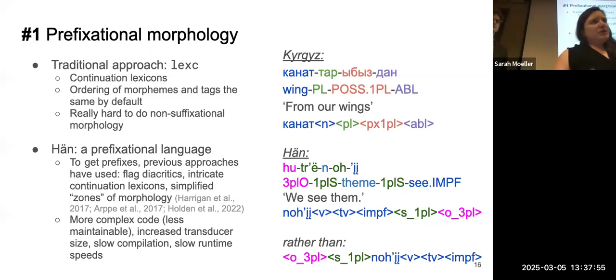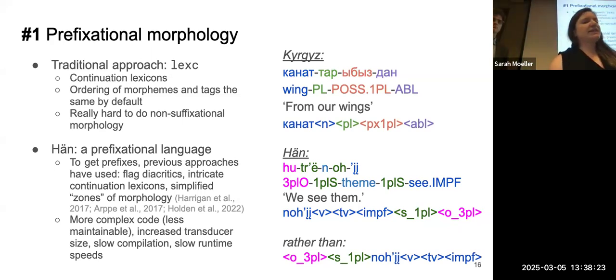So how people have gotten prefixes to show up in a good tag order before is through more complex systems out of LexC, either using flag diacritics or more intricate continuation lexicons or simplified morphology. Lots of different approaches can get you to a nice answer and get the tags showing up in the right order, but it ends up in more complex code that can end up in a bigger file size, which can lead to things like slower compilation or slower runtimes.